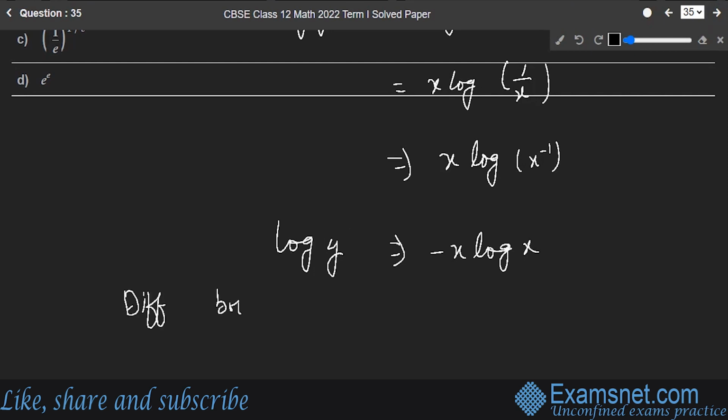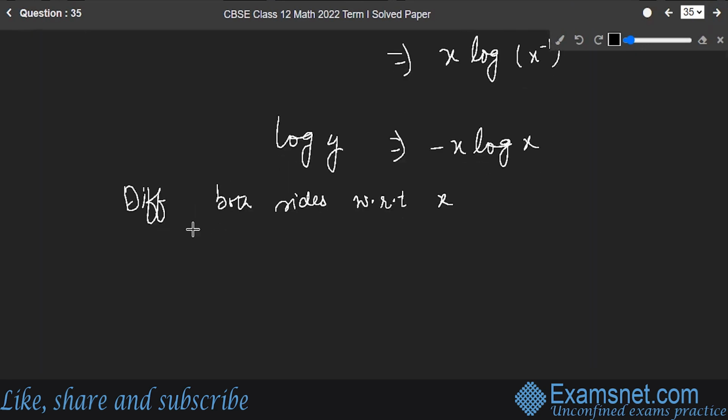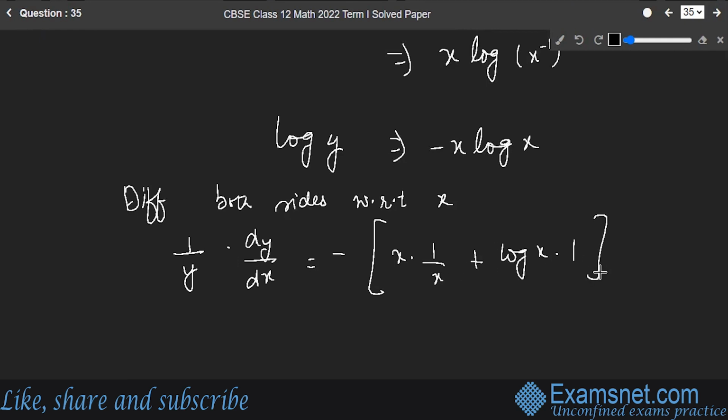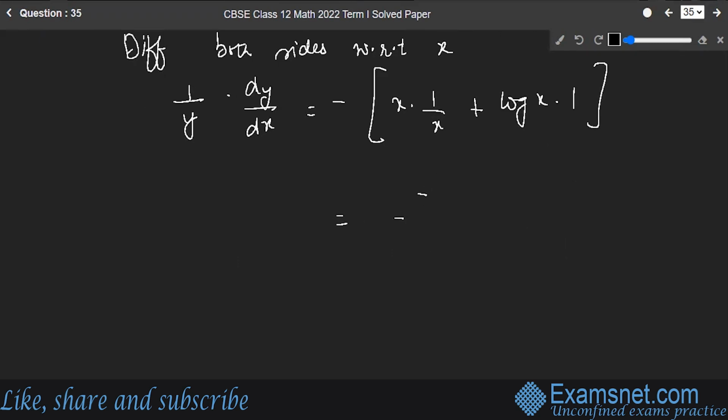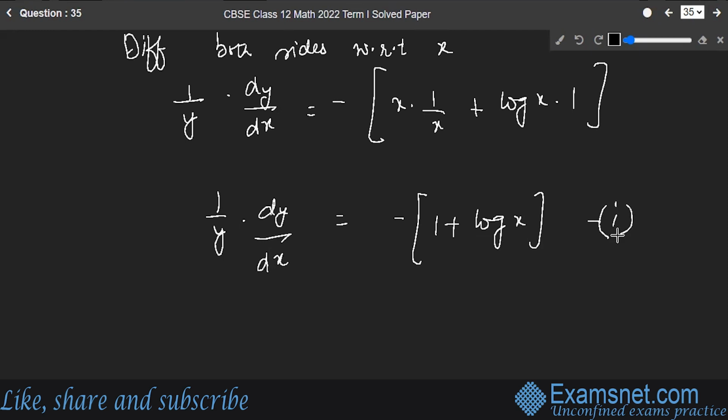Now differentiating both sides with respect to x, you will have here 1 by y dy by dx is equal to, minus will be taken, first function into derivative of second plus second function into derivative of first. So this will be equal to minus 1 plus log x. Correct? This was equal to 1 by y dy by dx. Let's say this is equation 1.